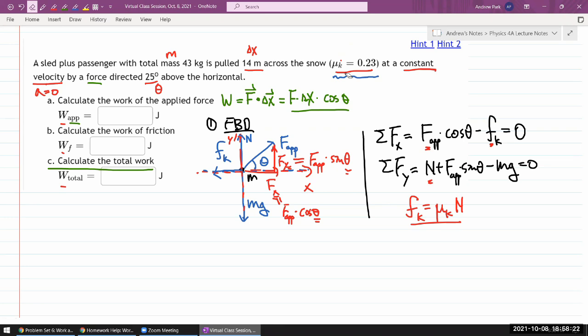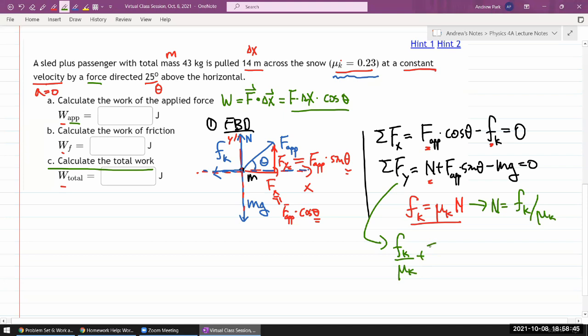So I think what I'm going to do is eliminate the normal force. Then I don't have to worry about normal force ever in the remainder of the problem solving. So I'm going to solve this for normal force. N is equal to friction divided by mu k. Plug that in here. That gives me friction force divided by mu k plus applied force sine theta minus mg is equal to 0. By the way, I'm doing this in a bit of an unusual order.